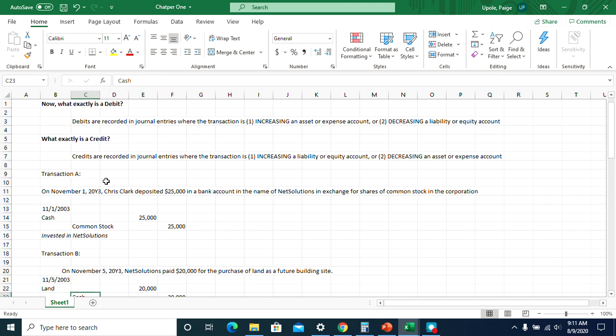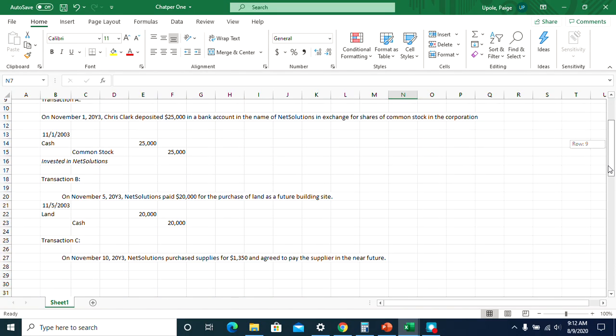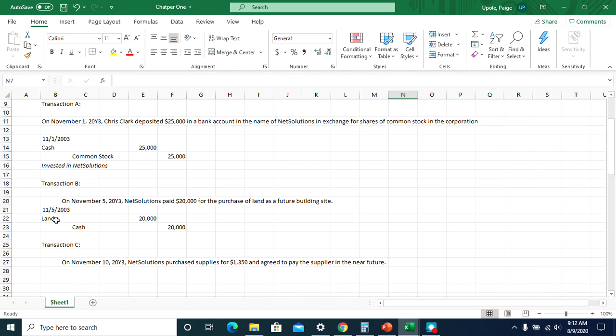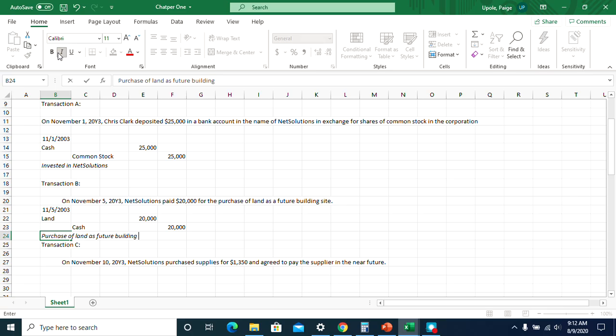And we can see up here the reminder of that. Credits are recorded in journal entries when the transaction is decreasing an asset. So that's what we're doing in transaction B. So I've identified my two accounts, land and cash. I've recorded the amounts based on the purchase price of the transaction. And then I always want to record my little description here. Purchase of land as future building site.